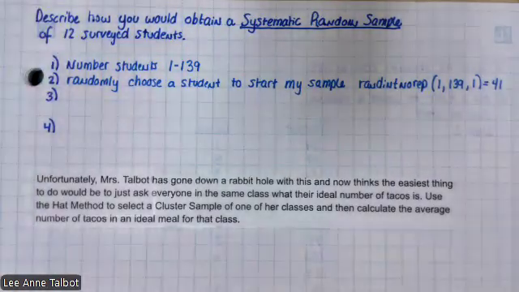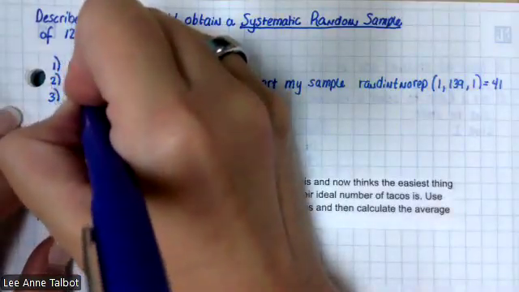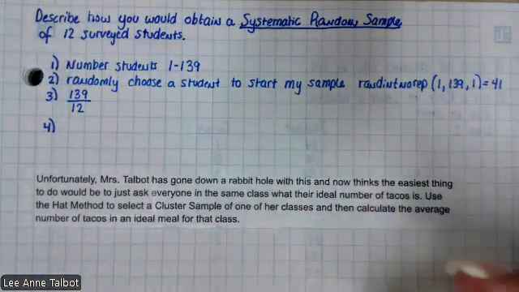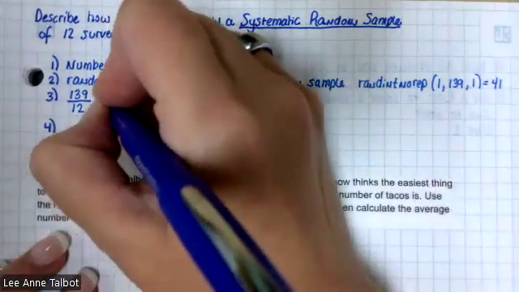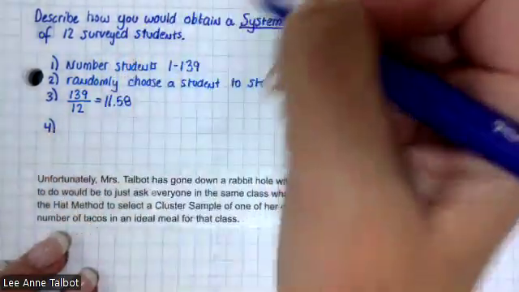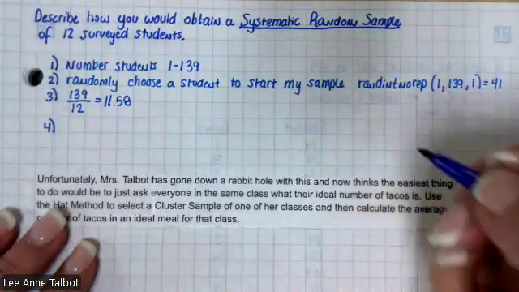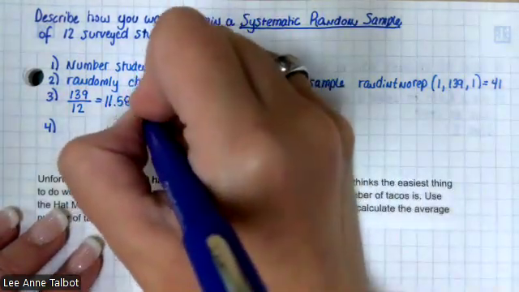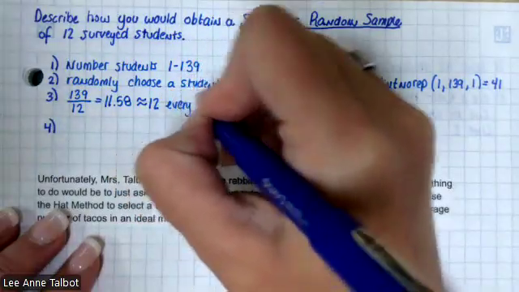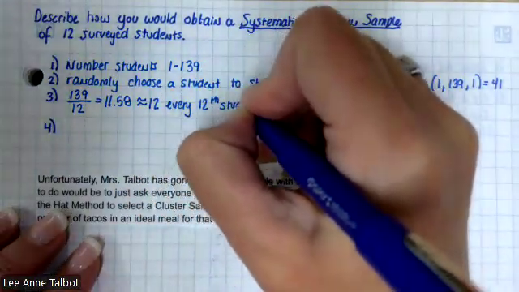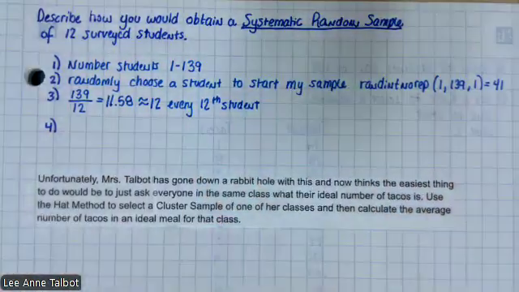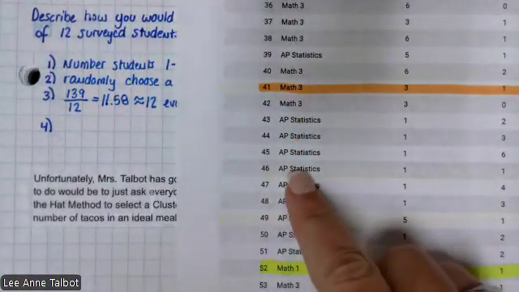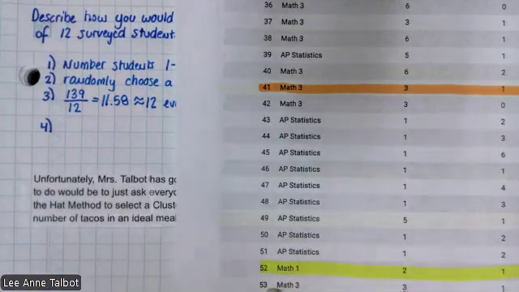So I numbered my students, I figured out where to start, and now what I do is I go, okay, 139 divided by 12, because I want 12 in my sample again. 139 divided by 12 is 11.58, which I'm going to round to 12. So I want every 12th student. Okay, so what that means is I'm going to go back here and I'm going to go, okay, 1, 2, 3, 4, 5, 6, 7, 8, 9, 10, 11, 12. This guy.